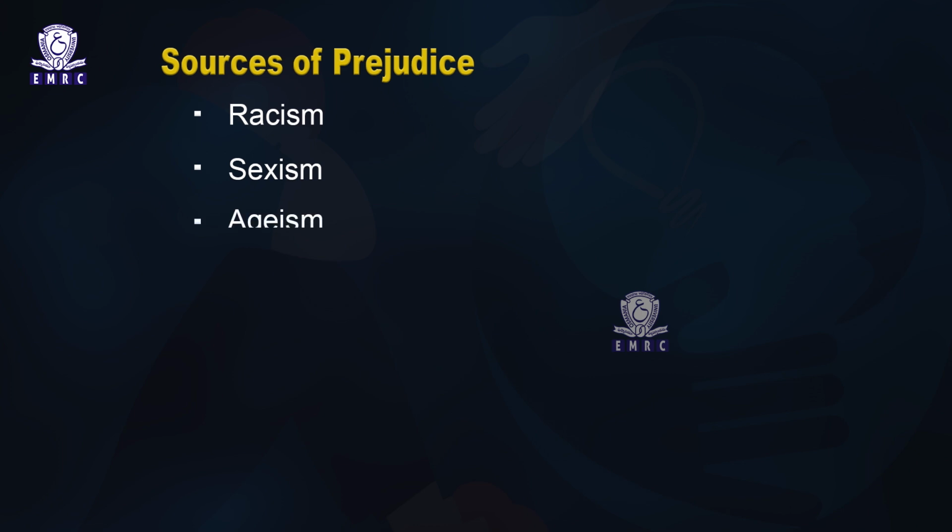Now moving on to another source, ageism. It is a bias towards the geriatric population, mainly the elderly.